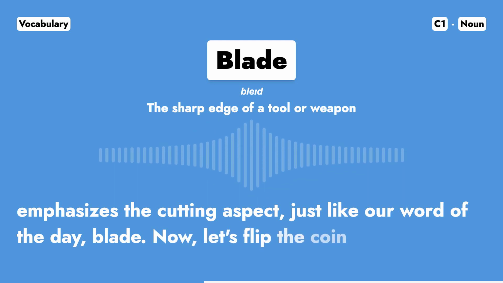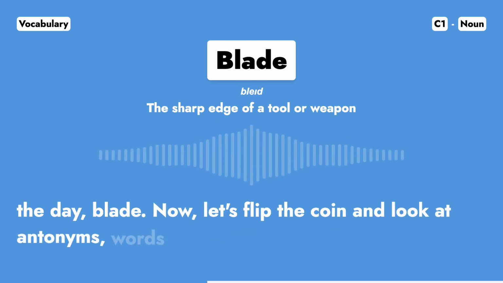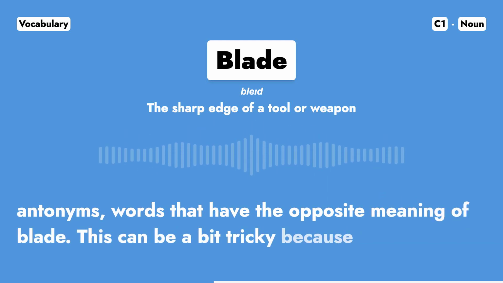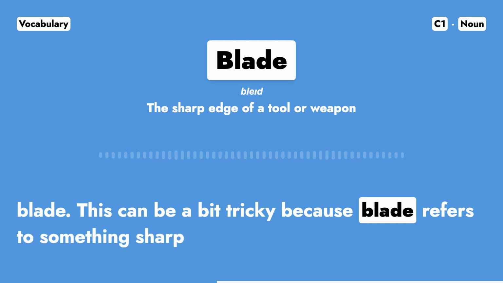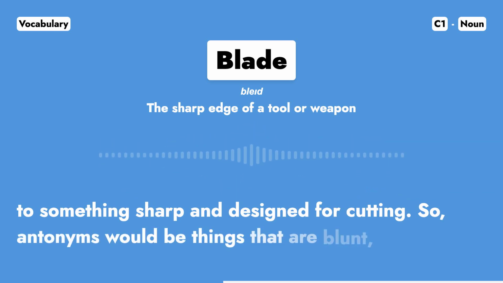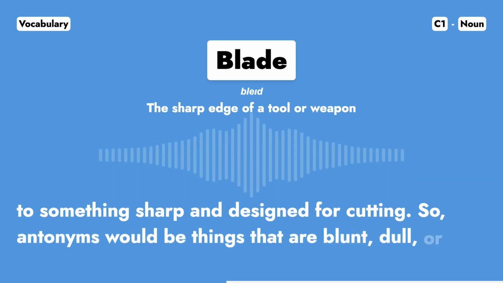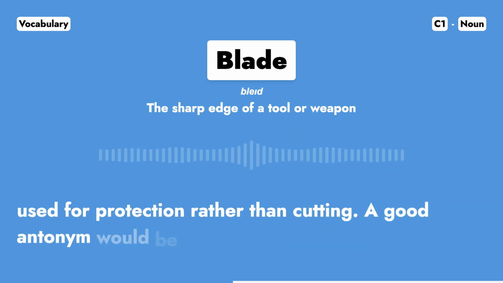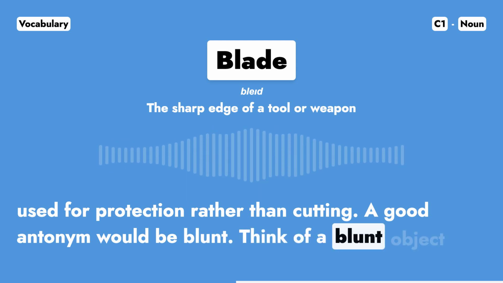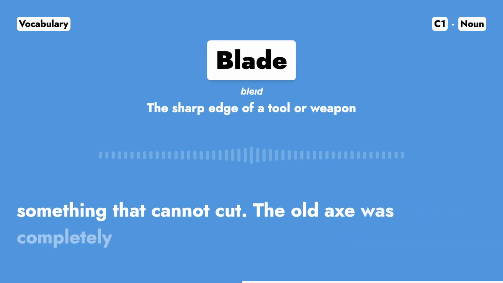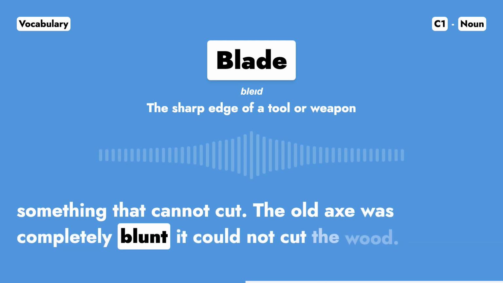Now, let's flip the coin and look at antonyms, words that have the opposite meaning of blade. This can be a bit tricky because blade refers to something sharp and designed for cutting. So, antonyms would be things that are blunt, dull, or used for protection rather than cutting. A good antonym would be blunt. Think of a blunt object as something that cannot cut. The old axe was completely blunt, it could not cut the wood.